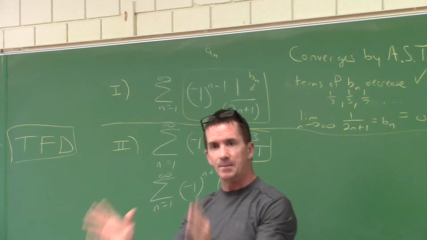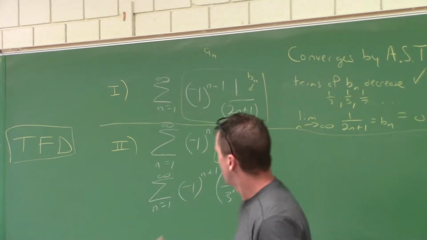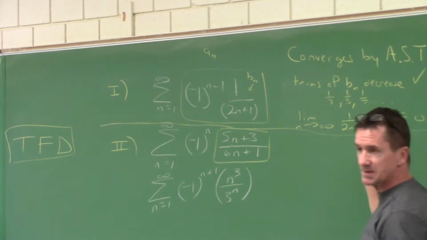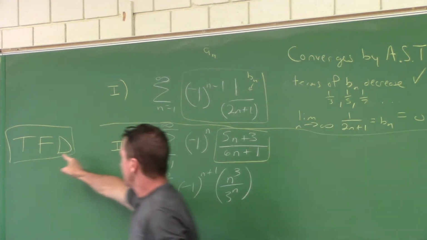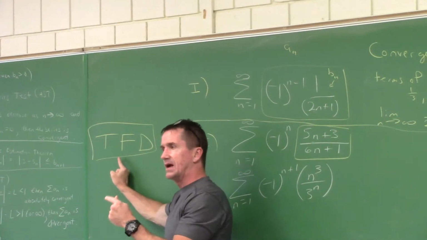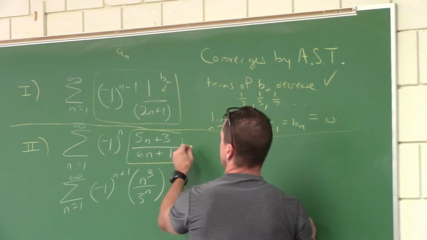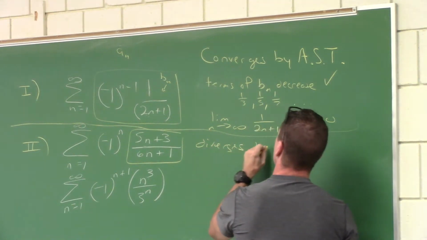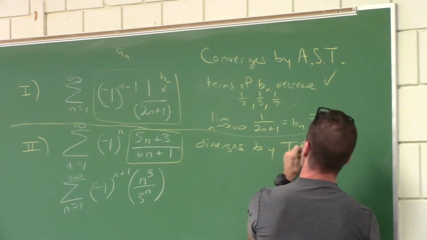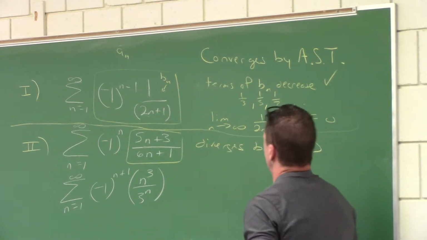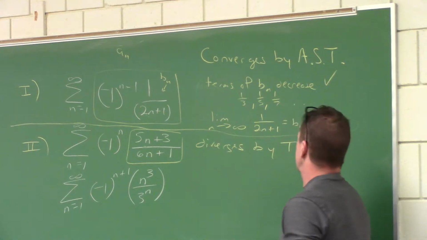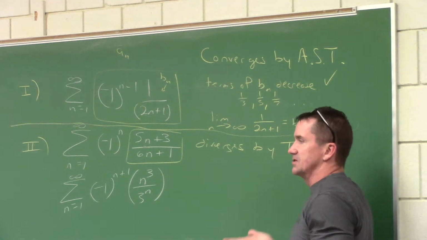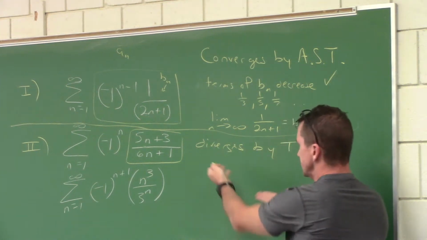And I'll write that down. But I want to be clear. If you try alternating series test, you notice you can't use it because the limit's not equal to 0. Go right to limit test for divergence. So I'm going to say that this series diverges by test for divergence. And then I have to somehow justify what test for divergence is, right? It doesn't take much room here though.